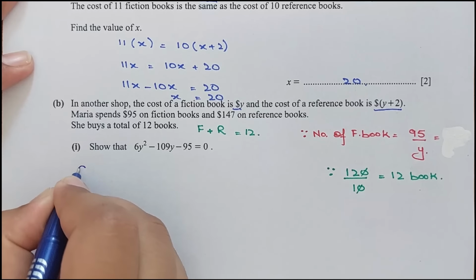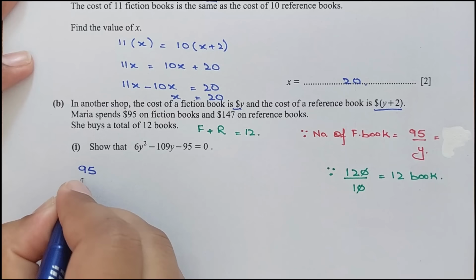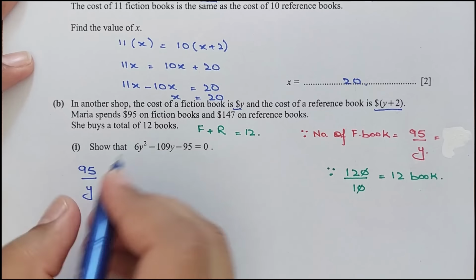So the fiction books cost 95. She spent $95 on the fiction books, and the cost of each fiction book is Y. So here you can easily find out how many fiction books she bought.